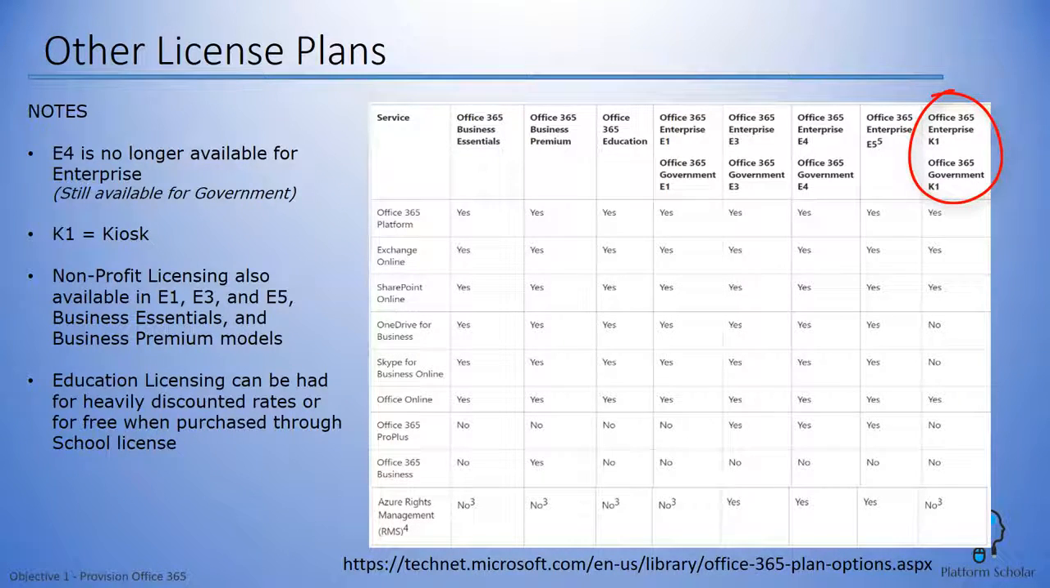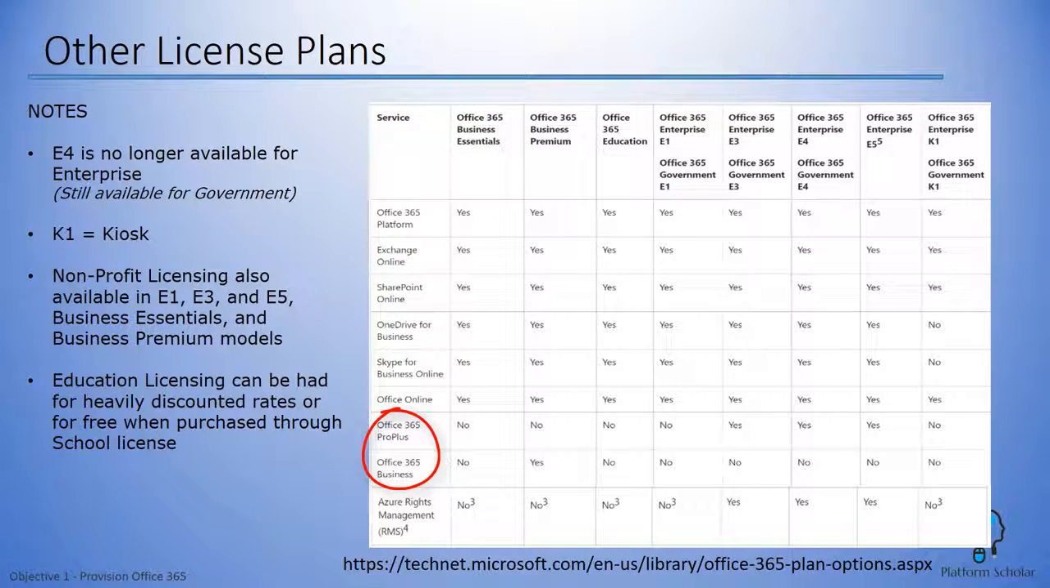K1 licensing means kiosk licensing, and it describes a situation where a computer is shared between multiple people. In this case, OneDrive for Business is not available, nor are many other services that are designed for personal use. Also see that all licensing, except for Pro Plus, includes SharePoint Online, which we did not discuss on the previous slide. See here how Office Pro Plus and Office Business are not listed horizontally as part of the licensing plans, but instead are listed vertically as part of the products or services offered? This is what I was referring to.